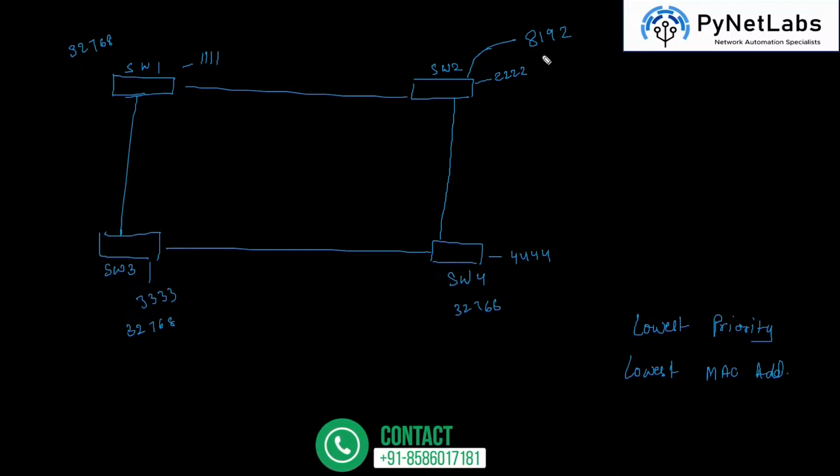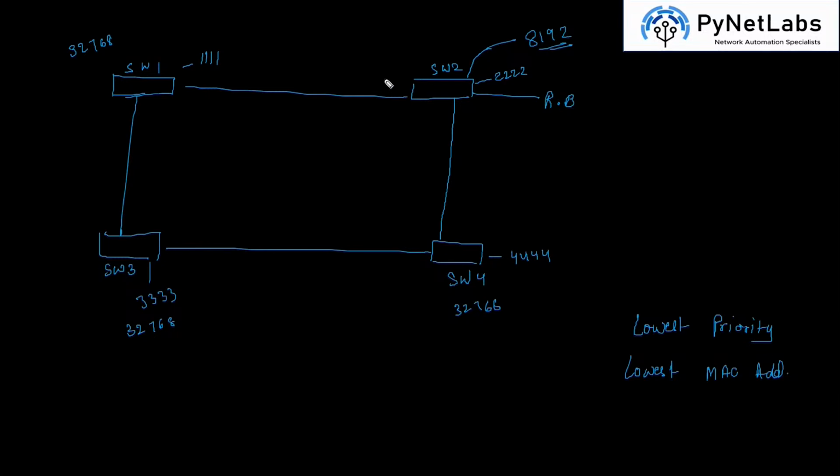So since the priority value of switch 2 is the lowest out of these 4 switches, we will elect it as the root bridge. Make sense? And since this is the root bridge, we can say that this port is a designated port, and these are, let's say, 01 and 02. This port also is a designated port. Clear till now?